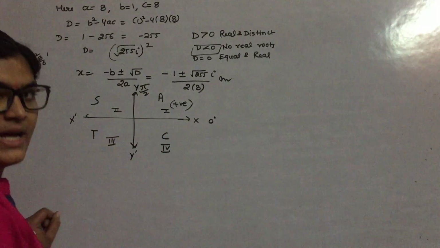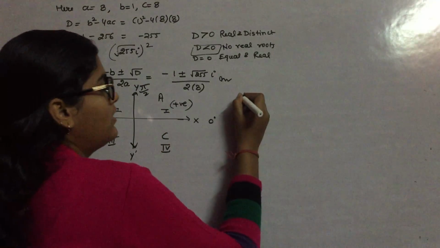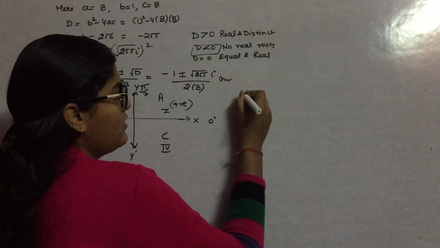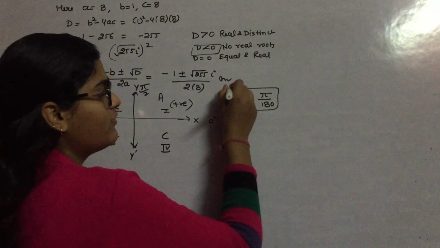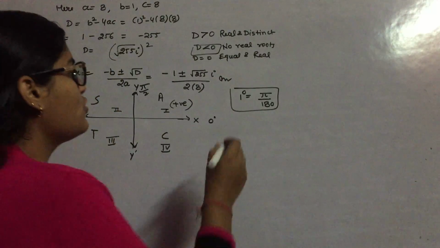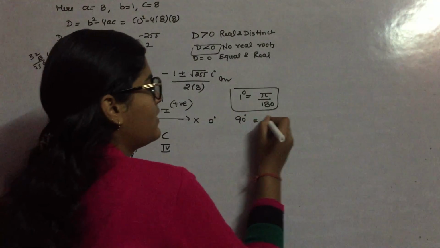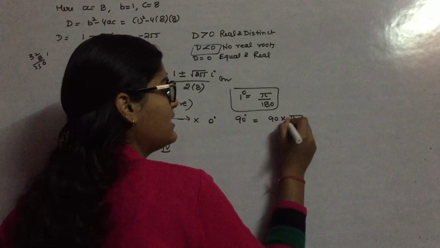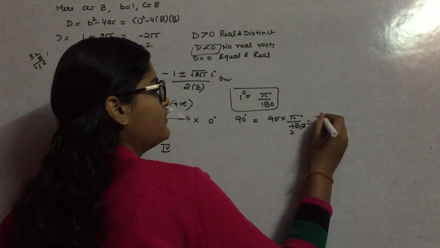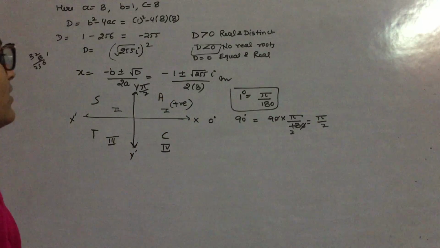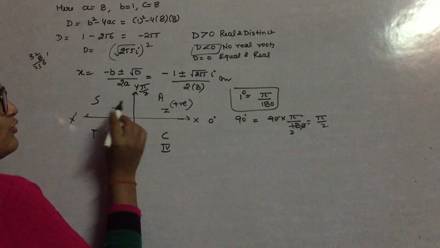How can you write 90 as pi by 2? In 1 degree, there are pi by 180 radians. The standard unit of angle is the radian. So in 90 degrees, 90 into pi by 180, that means pi by 2. Okay? It's very simple. Then move forward.